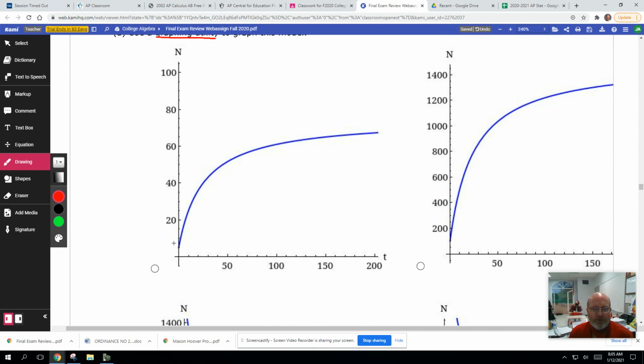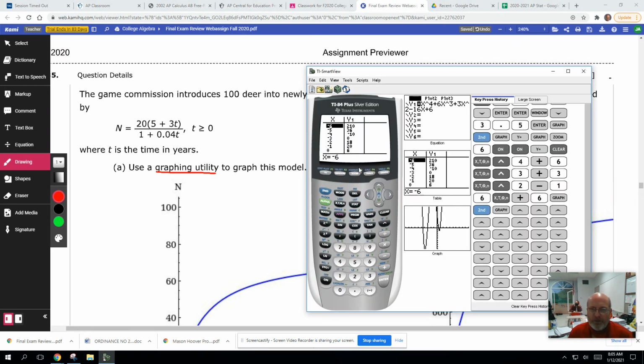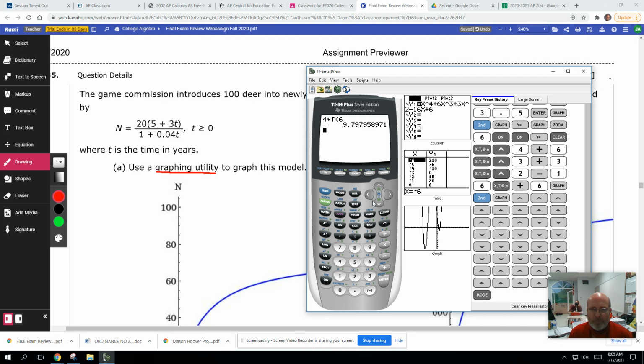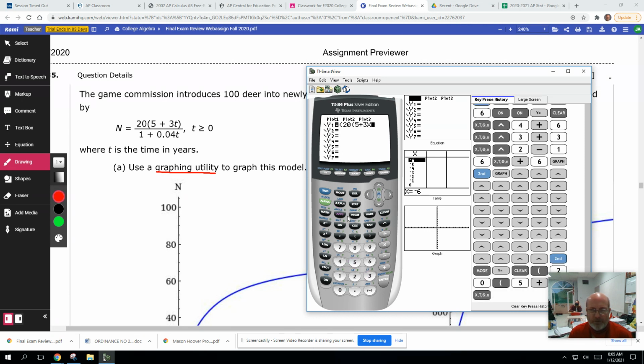All right, look at our scales here. We're going to look at both of these, but we're going to put this function in the calculator first. You have a newer operating system on your calculators, but this one I'm going to have to make sure and put the numerator in parentheses and the denominator in parentheses. So I've got 20 times (5 plus 3x). Remember, you can't use t on the calculator. That's the numerator in parentheses divided by the denominator in parentheses, 1 plus 0.04x.